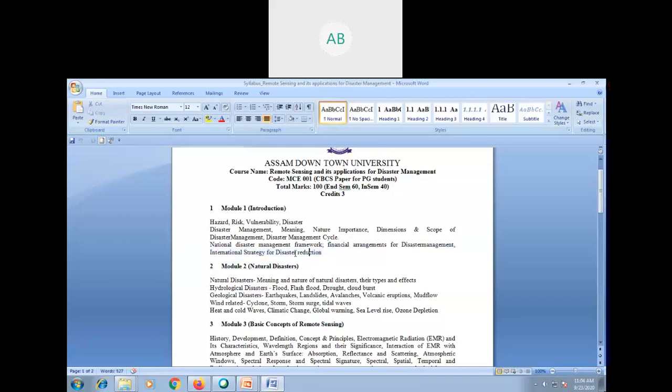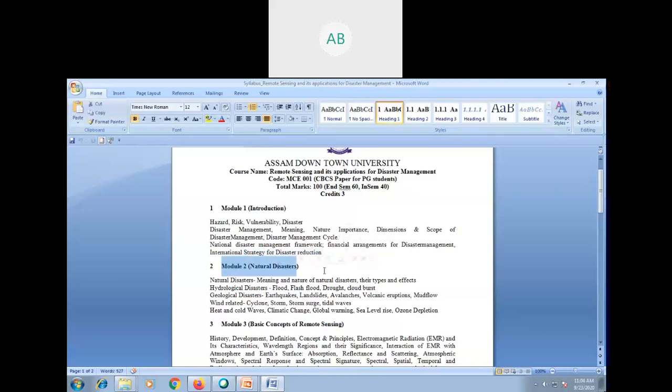Disaster management and disaster reduction are two different terms. Disaster reduction means if you want to really mitigate the disaster, what are the steps you can take, what are the strategies, and what is the Hyogo framework. These kind of things we'll discuss here.